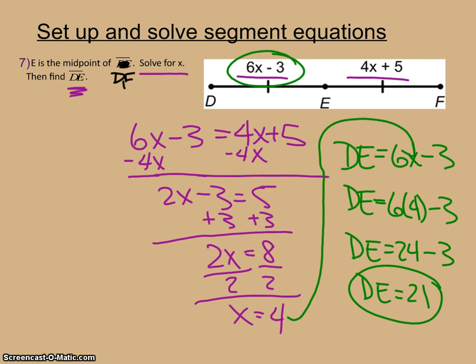Let's check our work to make sure we did that one right. So if this side is 21, we know that this side must be 21 as well. The way we check it is let's plug it in up here. So 4 times 4 plus 5. Well, 4 times 4 is 16 plus 5 is indeed 21. So that means both of those sides are congruent, which means we did our problem correct.